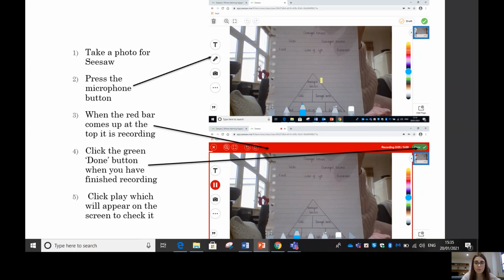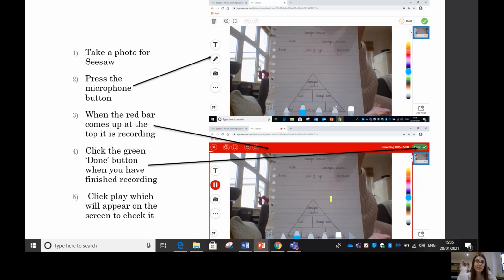So you take a photo as normal, as I did earlier. You then press the microphone button, which comes up next to it. Once you've clicked that, it'll start a recording, and when the red bar comes up, it tells you that it is recording, so you will know you can begin speaking. When you finish your recording, you just need to click this green done button over here. And once you've done that, it will save, and a big play button will come up on the screen here, and you can click play just to make sure that your video makes sense and that you're happy with your recording. So you can pause this.